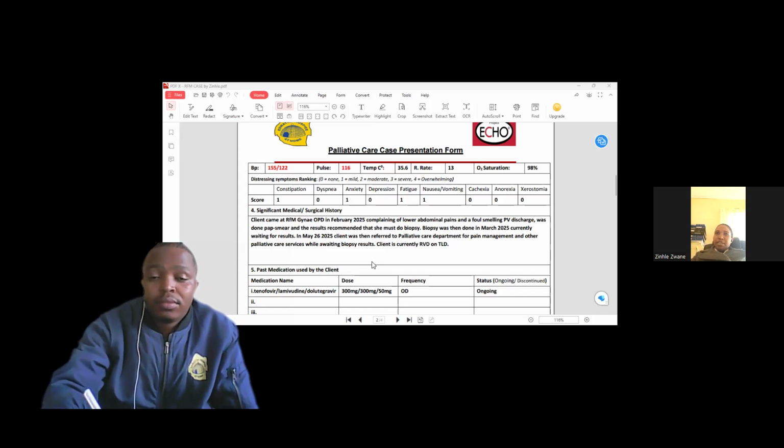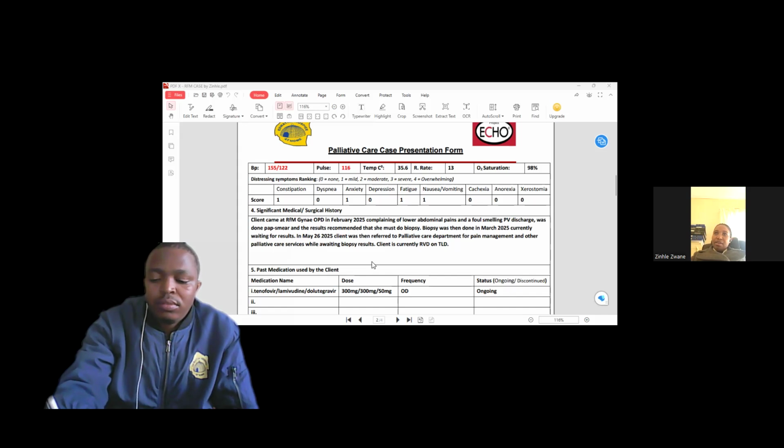A significant medical or physical history. The client was seen at RSM Gyne OPD in February 2025, complaining of low abdominal pain and a foul-smelling discharge. A pap smear was done, and the results recommended that they do a biopsy. Then the biopsy was done in March, currently waiting for results.